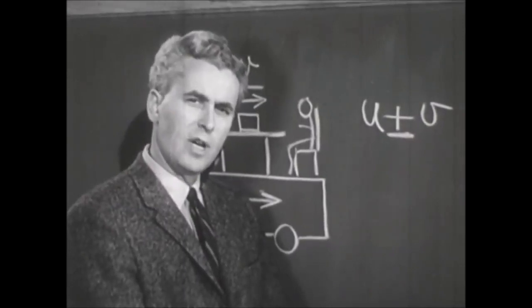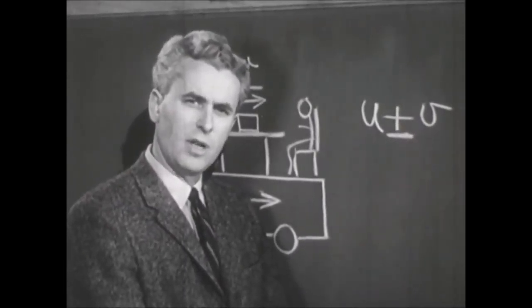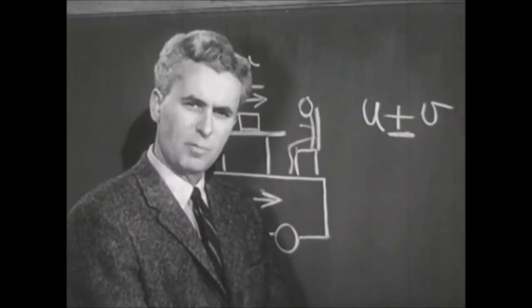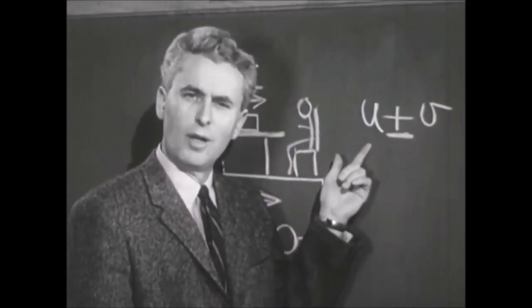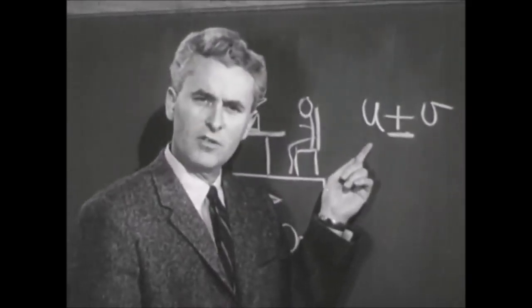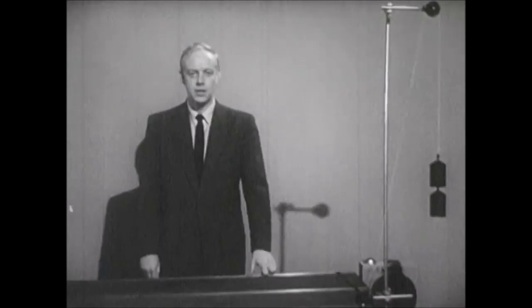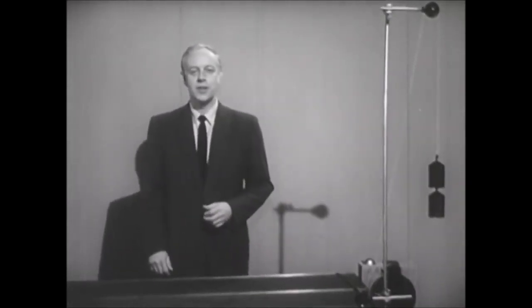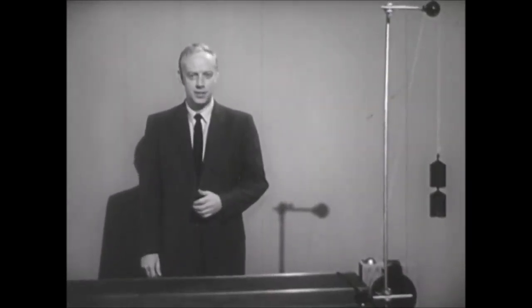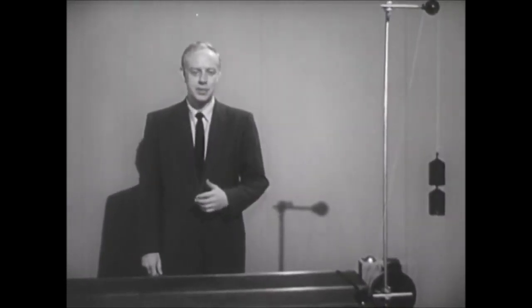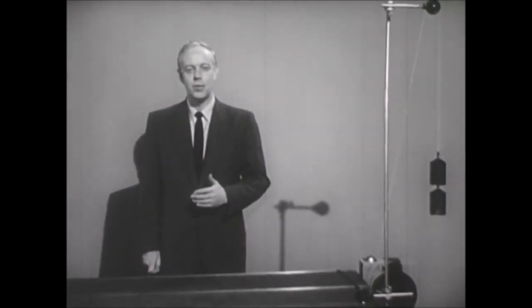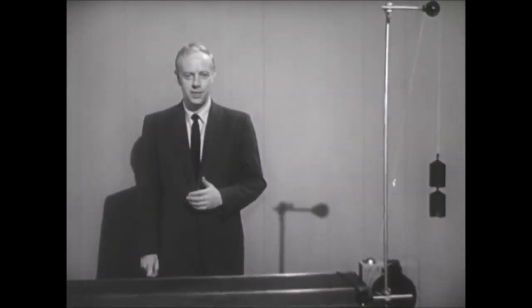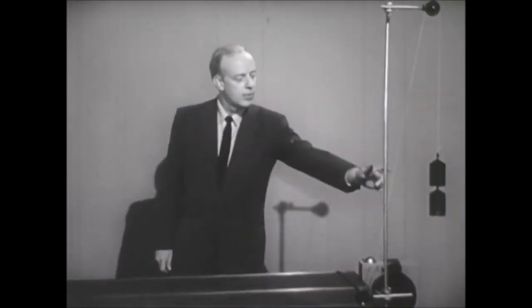At these very high speeds, we have to use the ideas about relative motion developed by Albert Einstein in his special theory of relativity. However, for all the speeds that we are ever likely to run into, this expression, u plus or minus v, is completely adequate. So far, we've been talking about frames of reference moving at a constant velocity relative to one another. Now I'm going to do the experiment with the dropping ball again, only this time the cart will be accelerated relative to the Earth frame. These weights will fall and give the cart a constant acceleration.